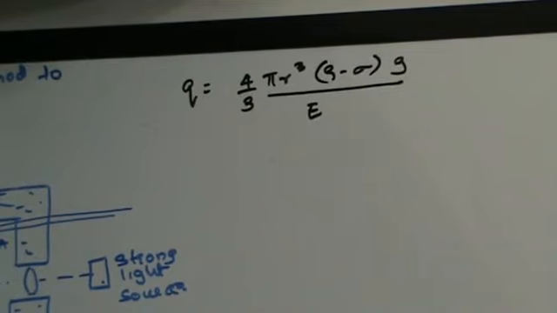Thus, he concluded that since the charge on the oil drop is due to electrons, the charge on the electron had to be an integral multiple of 1.6 into 10 raised to minus 19 coulomb.